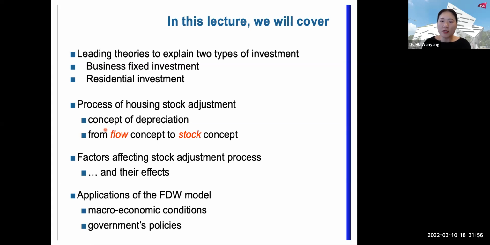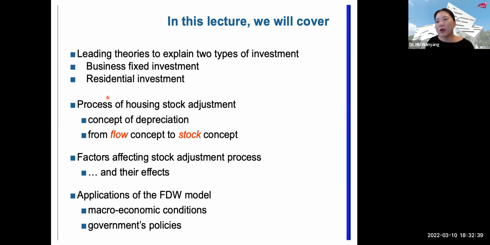This is the overview of what we are going to cover for today's lecture. First of all, we are going to explain some of the theories that can be used to explain 2 types of investment. One is the business fixed investment, and the other one is residential investment. We may spend quite a bit of time on the business fixed investment, but it will be very helpful for us to understand residential investment. So they are related.